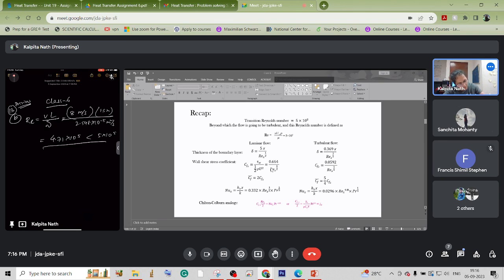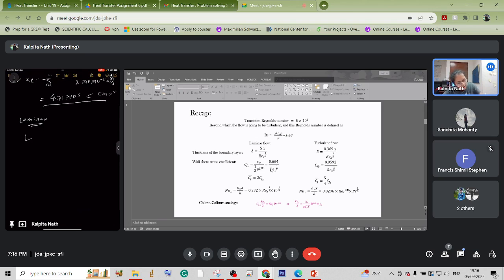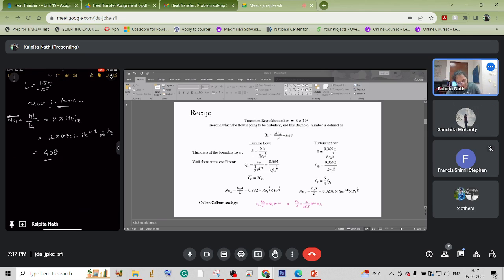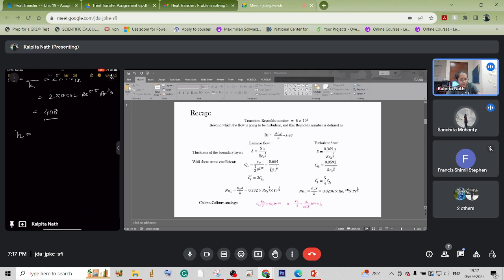So laminar flow, and the length is 1.5 meter, because the flow is parallel to the 1.5 meter side, so that will be our leading edge. Now the flow is laminar and the Nusselt number is hL by k. But remember, this is the overall Nusselt number, so it will be twice the local Nusselt number. So this will be twice of 0.332, Reynolds number to the power 0.5, Prandtl number to the power 1 by 3. So this will come out to be 408. Now the heat transfer coefficient is also overall. Doubt: where to use the overall Nusselt number and the local Nusselt number?